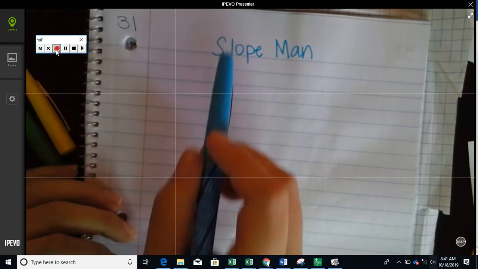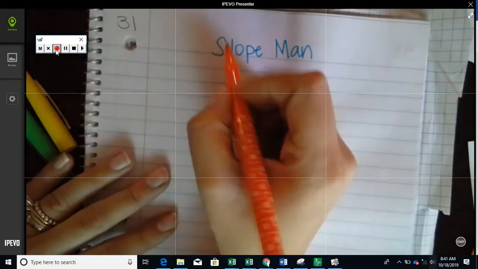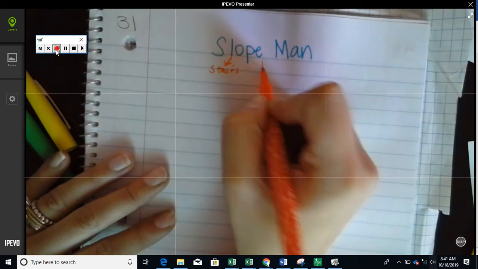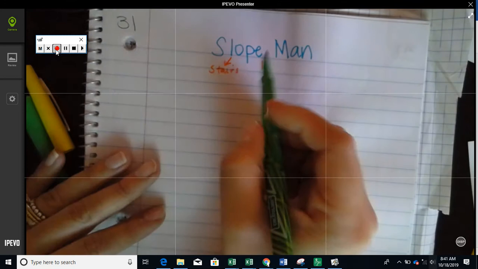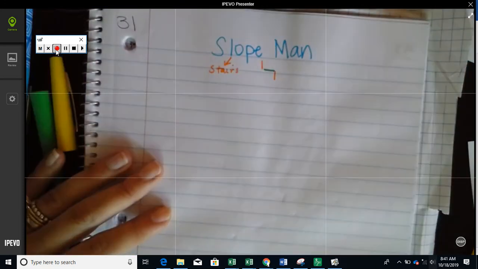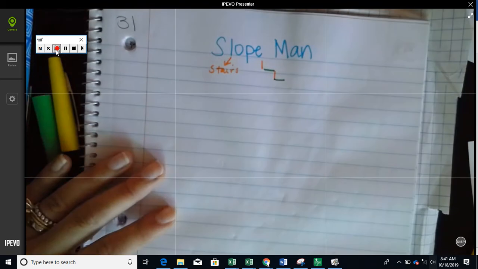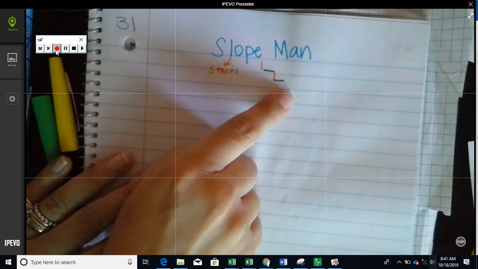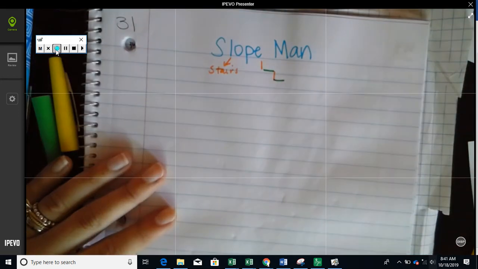So remember, slope has to do with stairs. Okay? It has to do with stairs. Think about it as the stairs. How many are you rising over the run? And slope just measures that. Measures how much you're going up over how much you're going over. That's what that is. That's a number.